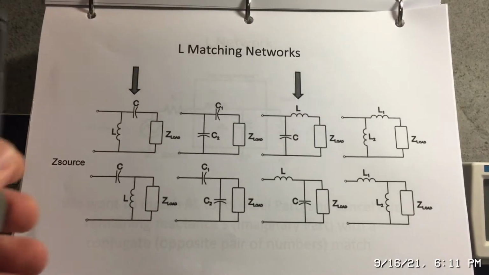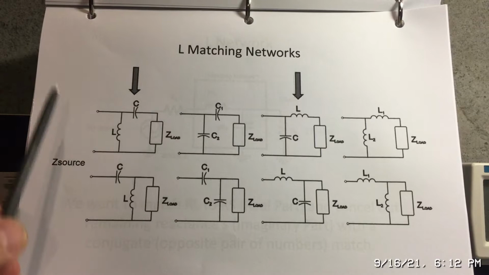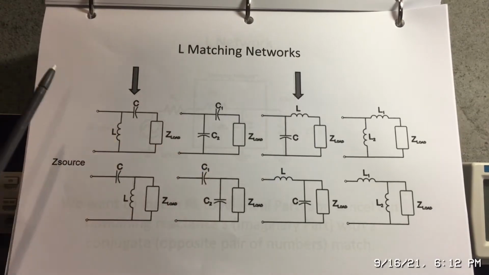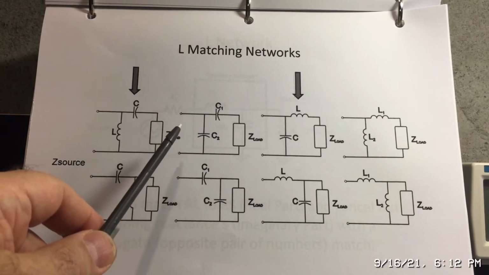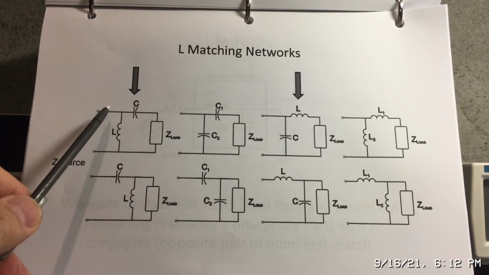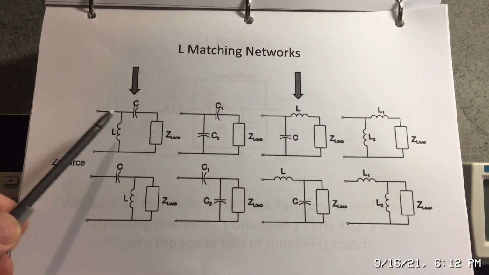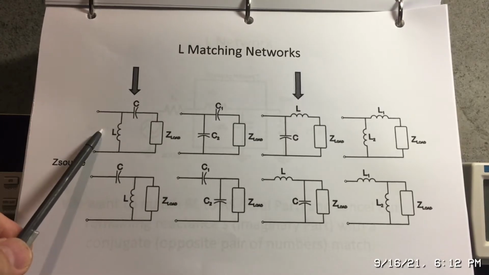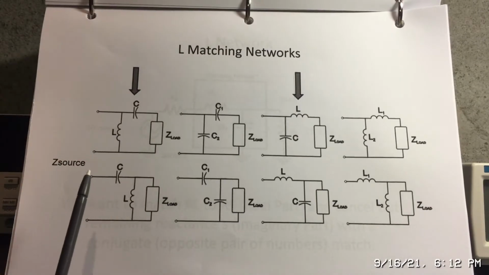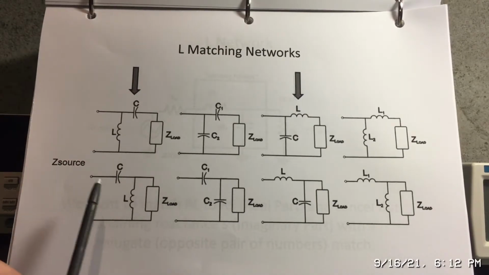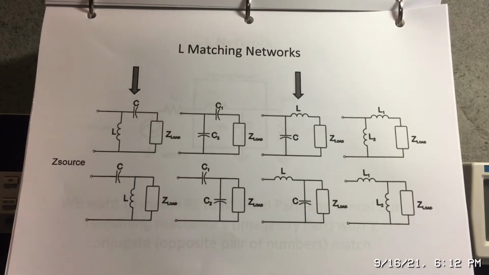This is what an L matching network looks like, and there are a lot of variations. I've got these two highlighted here. This particular one uses a series capacitance and a parallel, or what I'll call a shunt, inductor. This is a very common type. You can see the capacitor could be either on the source side or the load side. We'll talk a little bit about why that is.